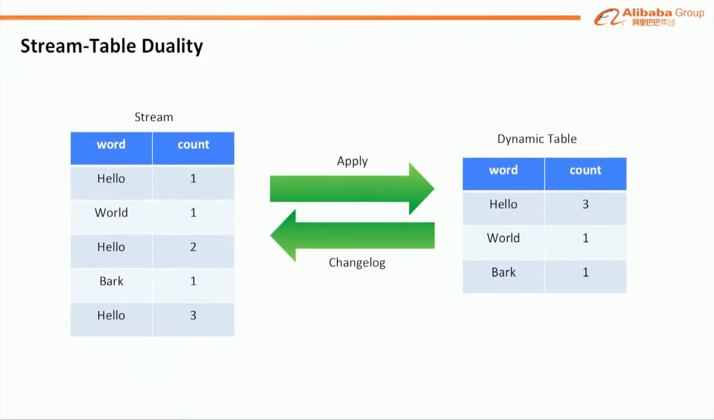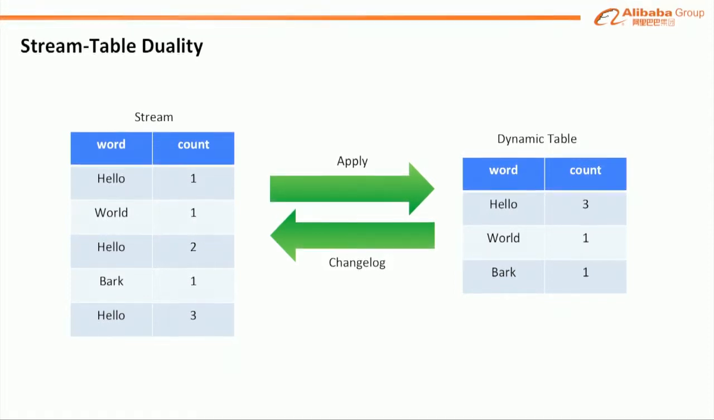The interesting thing about a dynamic table is that there is a stream-table duality. Suppose you have a stream, you can treat each event in the stream as a changelog to this dynamic table. We can define two operations. The first is the apply operation, and the second is the changelog operation. In the apply operation, we apply the changelog from the stream to the dynamic table. So you get a table whose contents change over time.